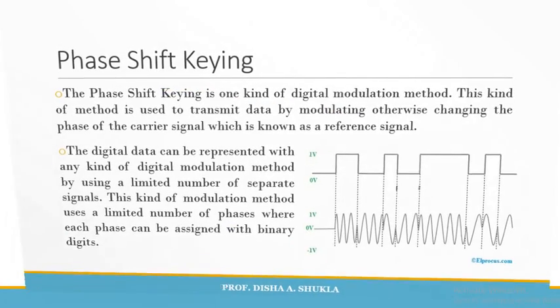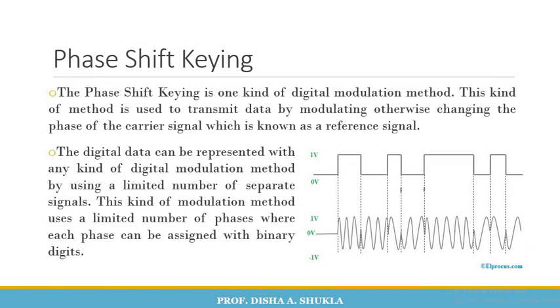The third type is the phase shift keying. The phase shift keying is one kind of digital modulation method. This kind of method is used to transmit the data by modulating, otherwise changing, the phase of the carrier signal, which is known as the reference signal. The digital data can be represented with any kind of digital modulation method by using a limited number of separate signals. This kind of modulation method uses a limited number of phases where each phase can be assigned with the binary digits.